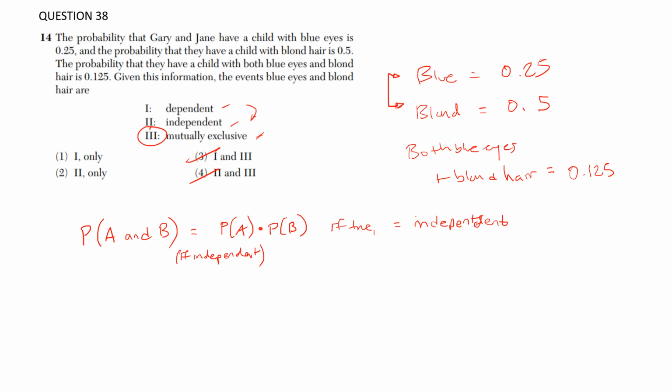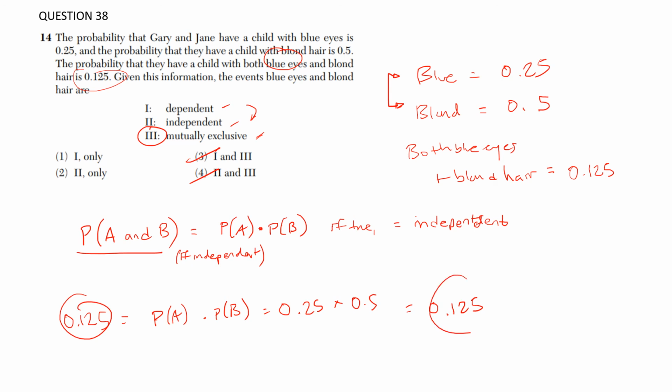So we quickly do that test, okay? So probability of A times the probability of B is 0.25 times 0.5, and that gets us 0.125, okay? And we're given, right, that the probability of a child with both blue eyes and blonde hair, so that's this here, P(A and B), is also 0.125.